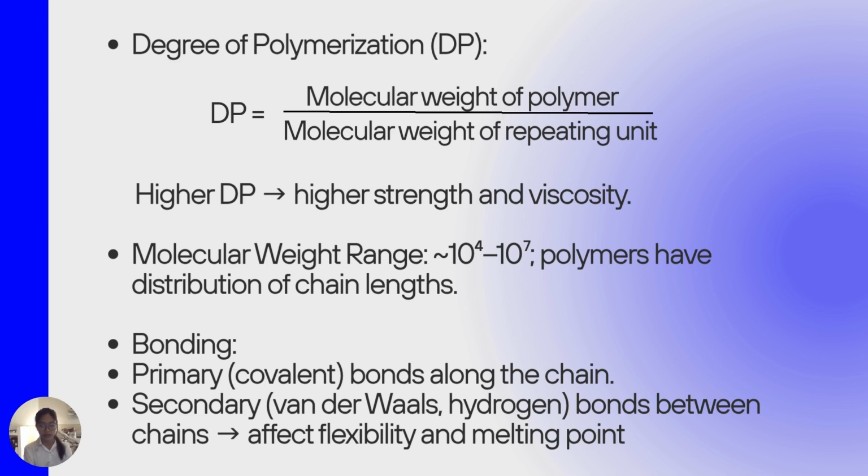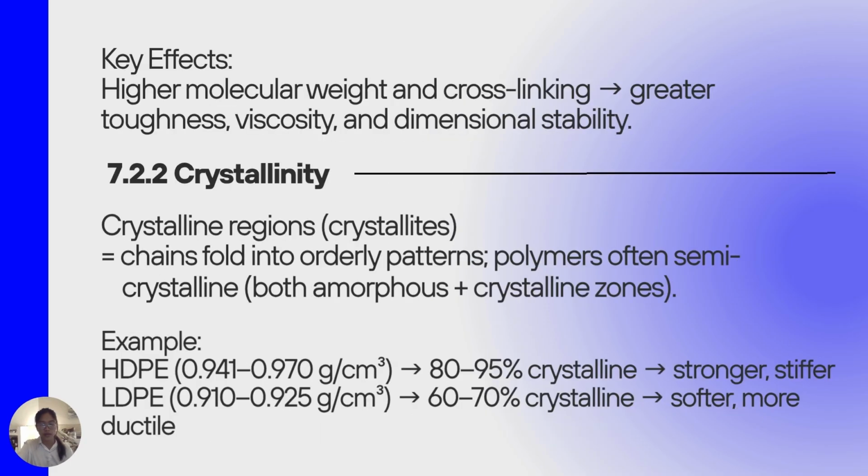Polymers also have two kinds of bonding: primary or covalent bonds along the chain that hold the backbone together, and secondary bonds like van der Waals and hydrogen bonds between chains, which affect flexibility, melting point, and processability. Overall, polymerization defines the polymer's mechanical behavior and thermal limits, setting the foundation for all of its applications.